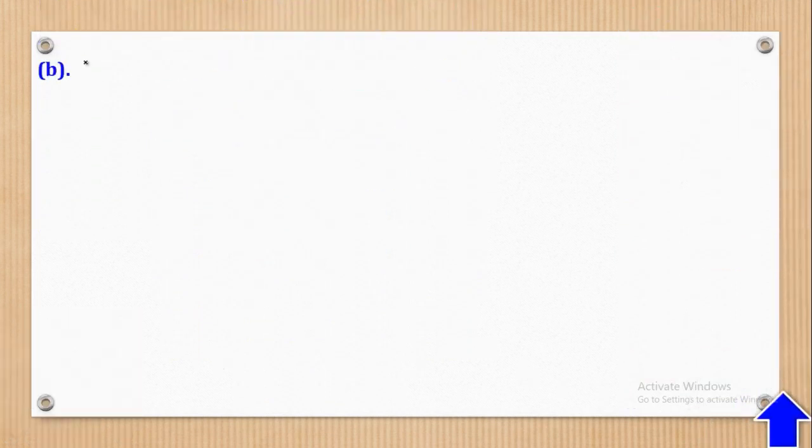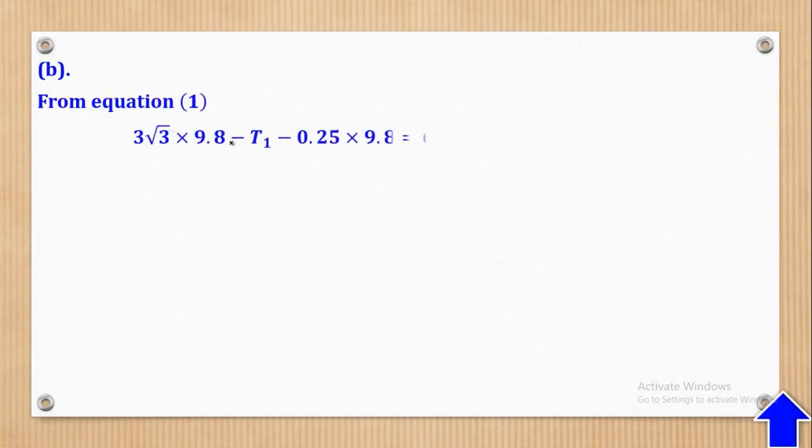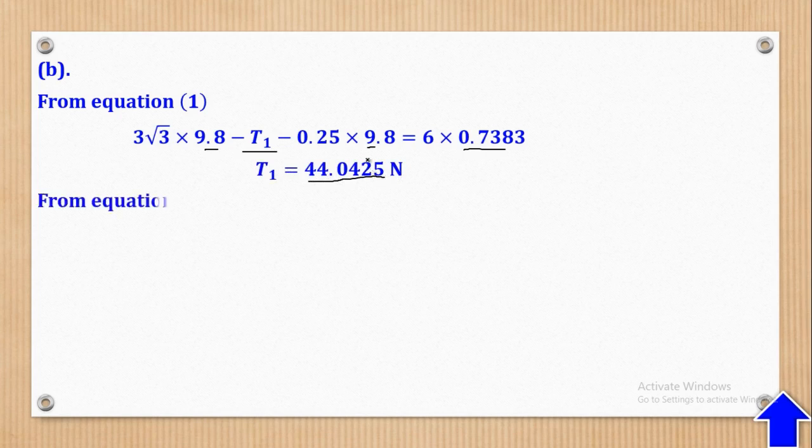So from equation 1, this is what I have. I've substituted for the value of A and also for G, and I'll have only T1 as the only unknown. So when I simplify, I'll come up with T1 equal to 44.0425 newtons. Then from equation 2, I'll come up with that.